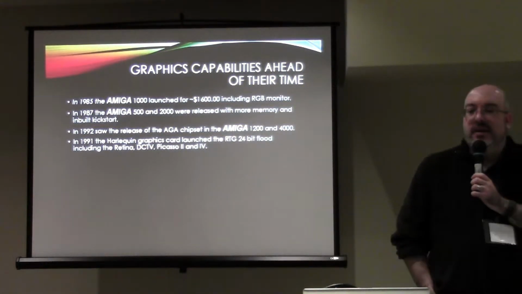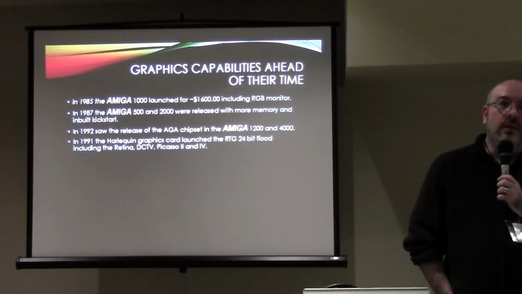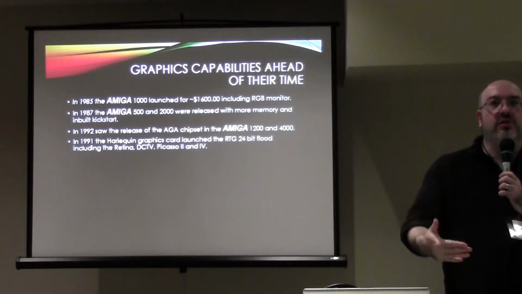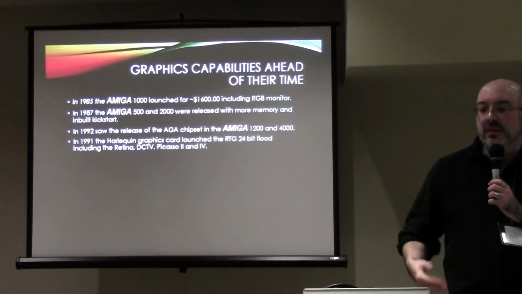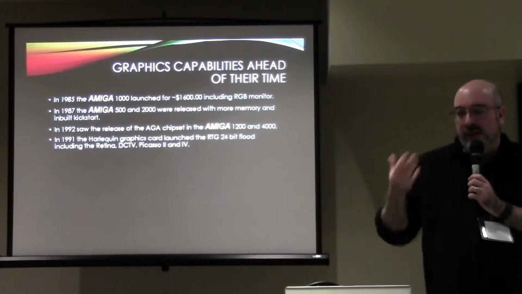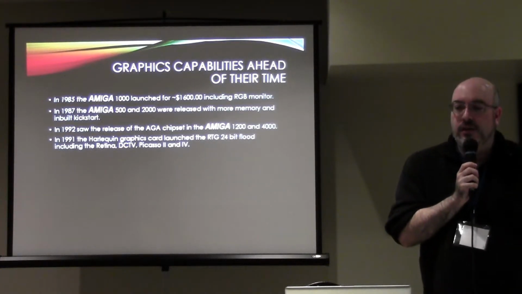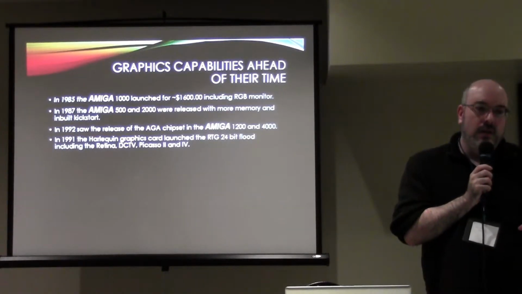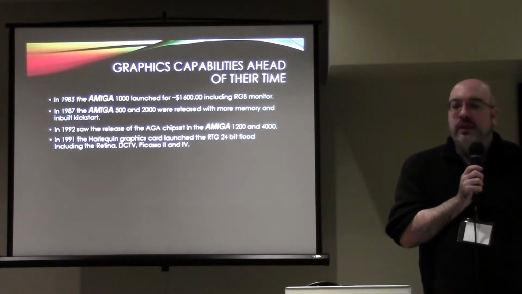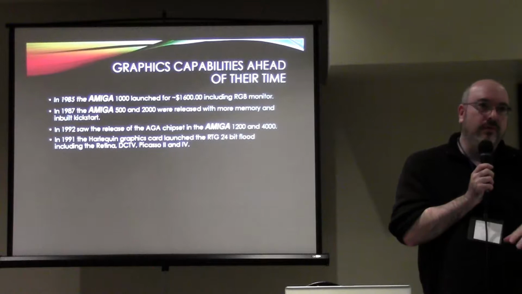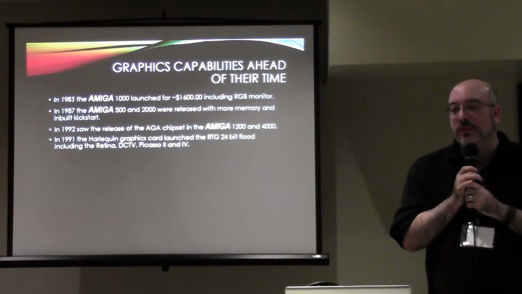Originally, in 1985, the Amiga 1000 was launched for approximately $1,600, including an RGB monitor. That was the initial launch of the Amiga and the capabilities it was able to work with. In 1987, the 500 and the 2000s were released, which had a little more graphics memory. They were able to get up to a full meg of chip RAM as opposed to just 512K. As well, there was the built-in Kickstart, which made things a little easier. You didn't have to have that floppy disk to get the machine to boot.